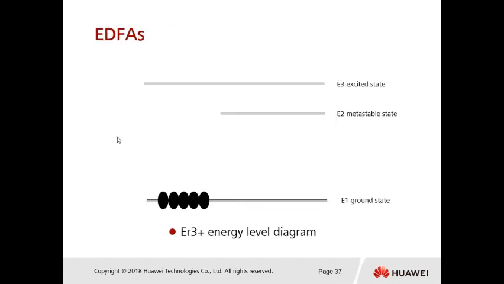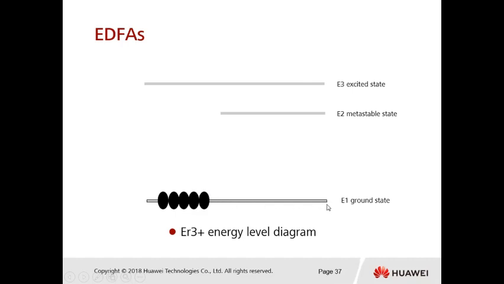Okay, so before we introduce the principle of EDFA, we should know one basic piece of knowledge, that is, the outer electrons of erbium ions have three different energy levels. This one is E1, the ground state. This is a very stable energy level, and the second one is E2, the metastable state, and E3 is the high energy level, okay. And check this out. Normally, all the electrons are on this E1 ground state.